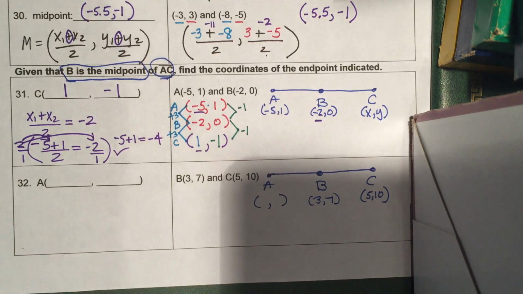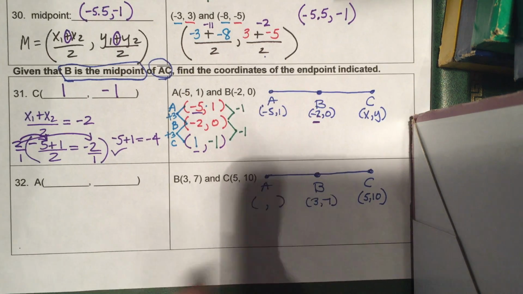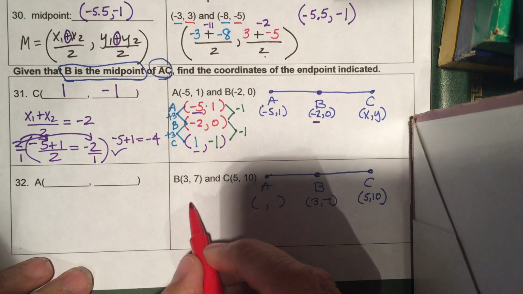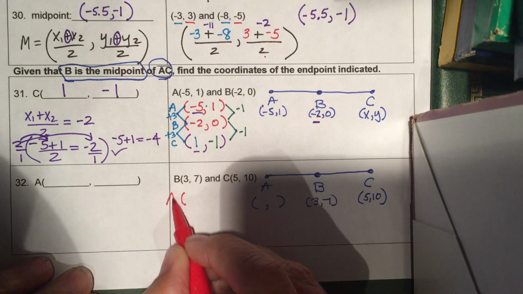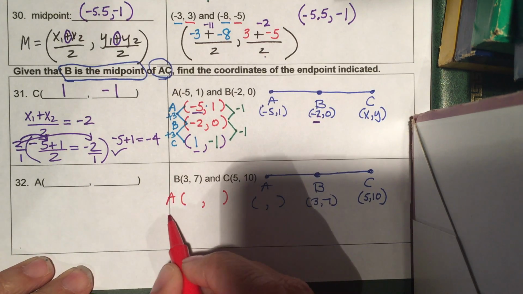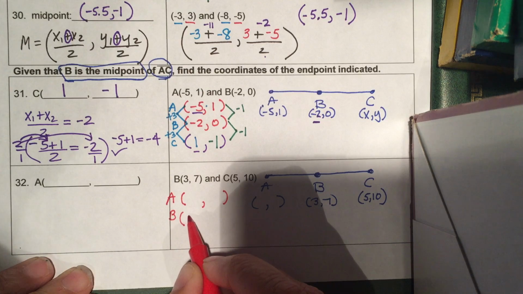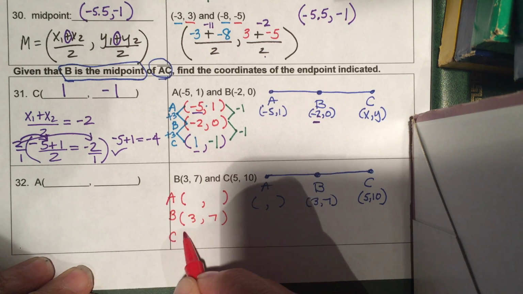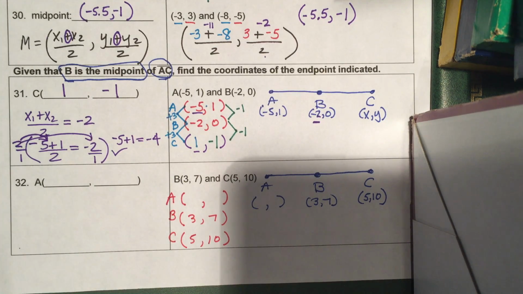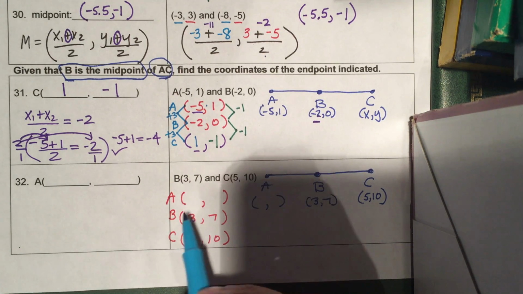Okay? So you can set these up either way. I'm going to put C on the bottom, because everybody likes to think left to right. It doesn't really matter what order you put them in. But let's look at it this way. I've got A, and I don't know A. I'm looking for A. I've got B, which is the midpoint, at 3, 7. And I've got C, which is at 5, 10. So I know B is smack dab in the middle. So I've got to find out what A is.